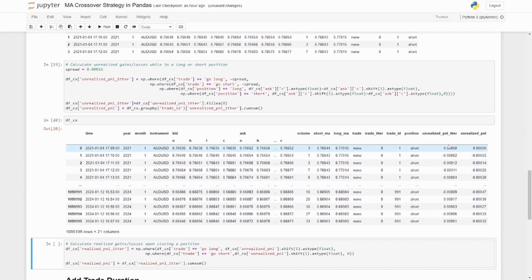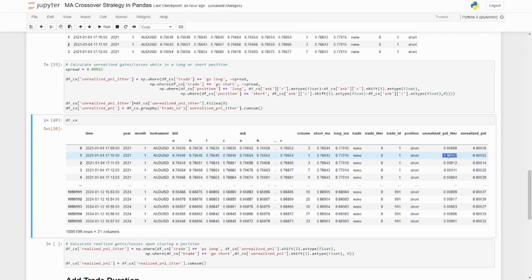So we have this unrealized P&L iter. It shows us starting out at 0, right? Because there's nothing. So then on minute 2, this is minute 1, or technically minute 0. On the next minute, we see this negative 0.2 pips. And this comes from the difference between the close, right? We see that the close goes up by 2, and we're short. So we have this negative 0.2.